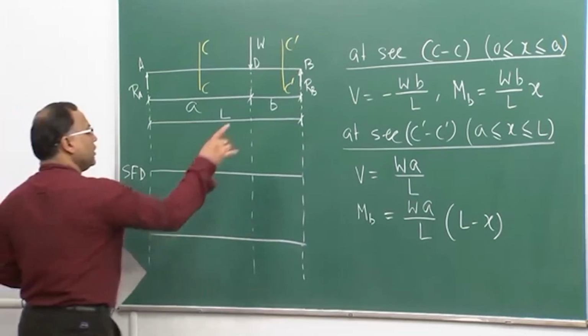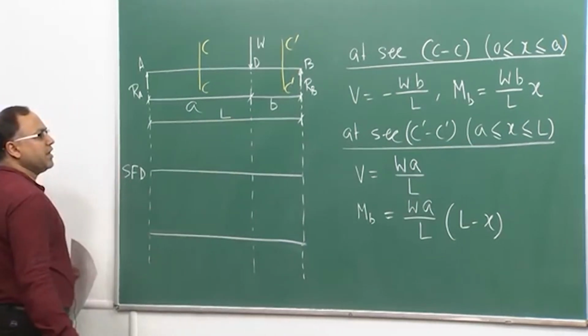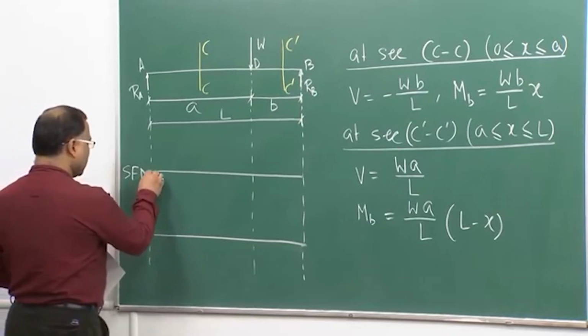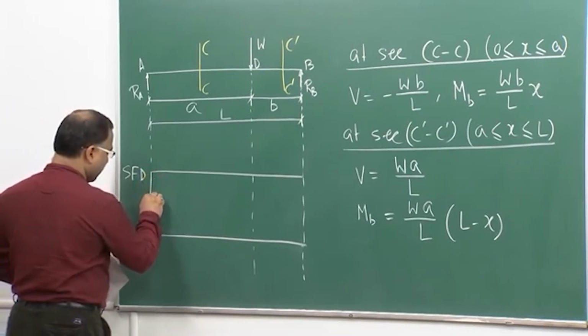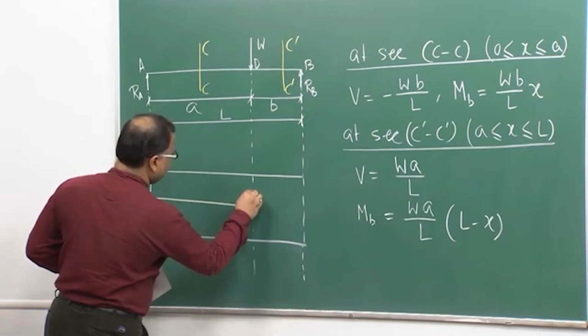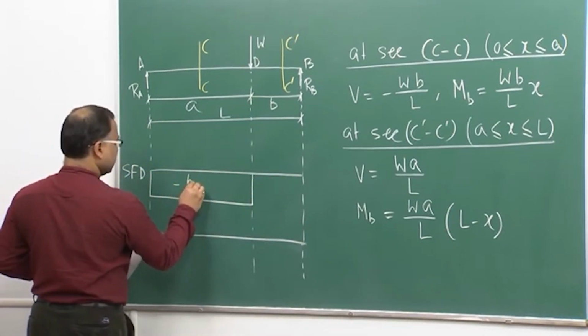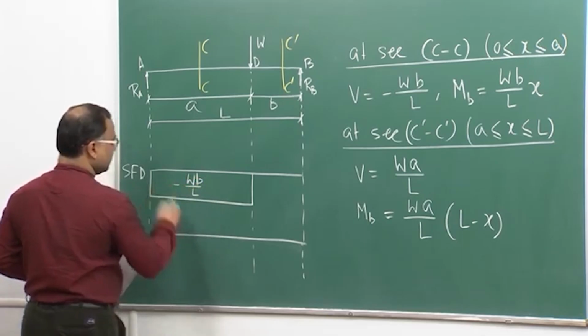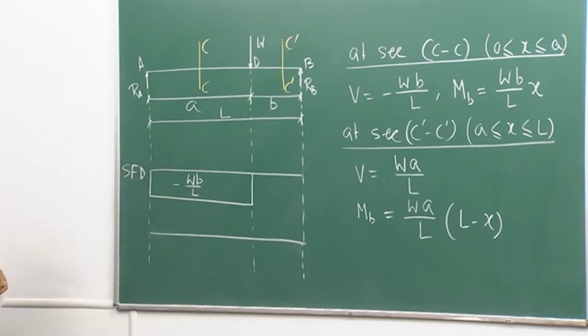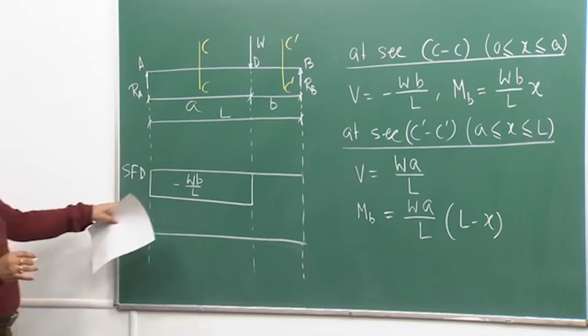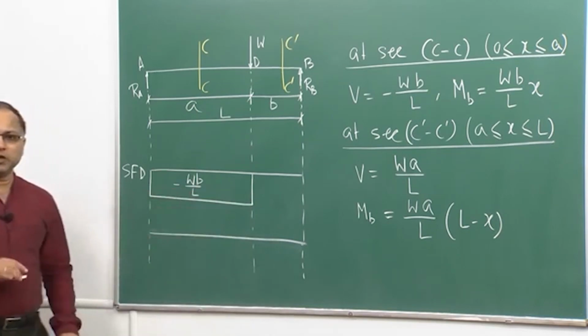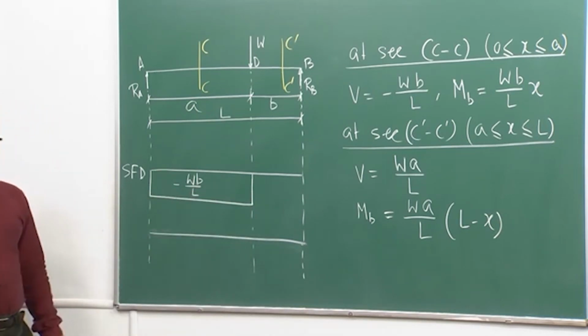So, the shear force is coming negative, minus Wb by L, and that is constant. So this is Wb by L, okay. That is the variation of shear force from A to D, constant variation, of course linear.